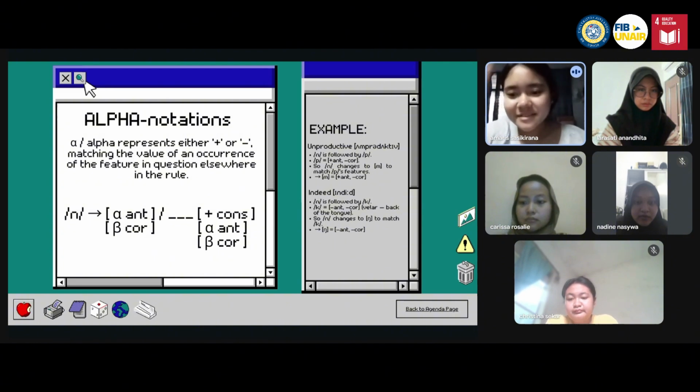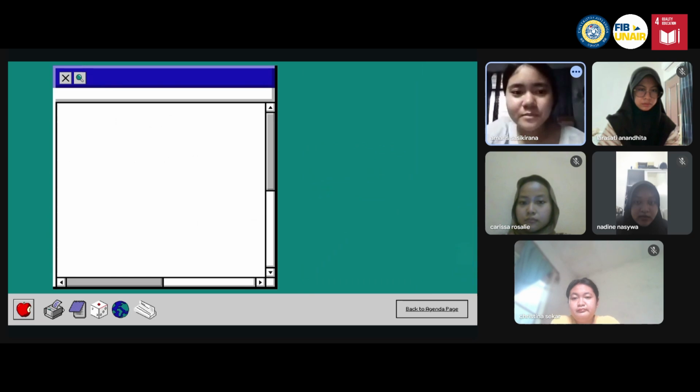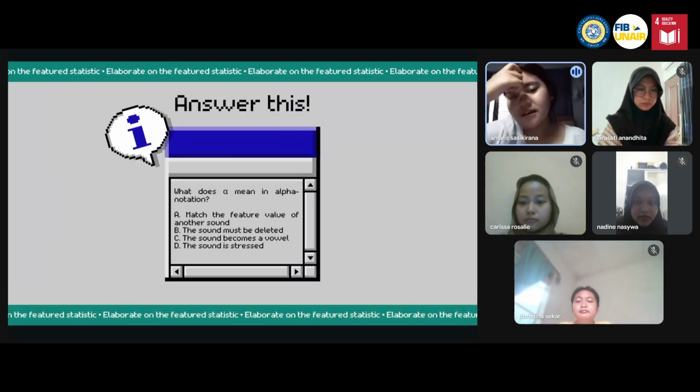Okay, next. Okay. So this is another exercise for this material. What does alpha mean in alpha notation? We have these options. A, match the feature value of another sound. B, the sound must be deleted. C, the sound becomes a vowel. And D, the sound is stressed. So the correct answer is A, of course.